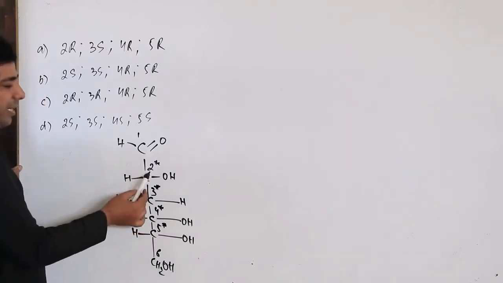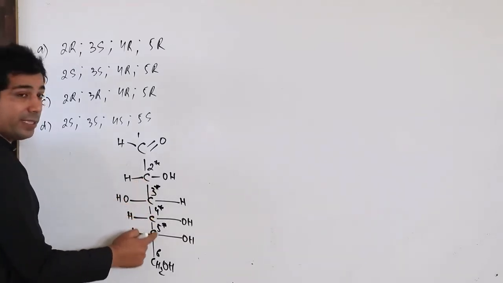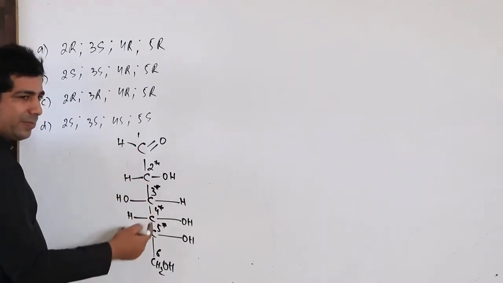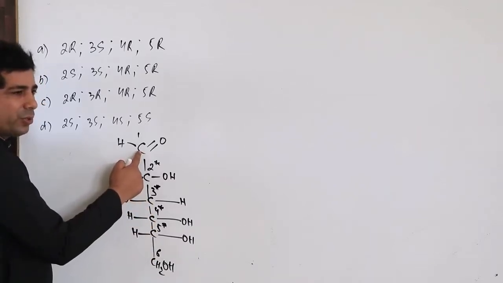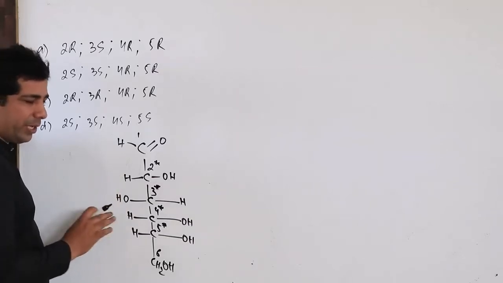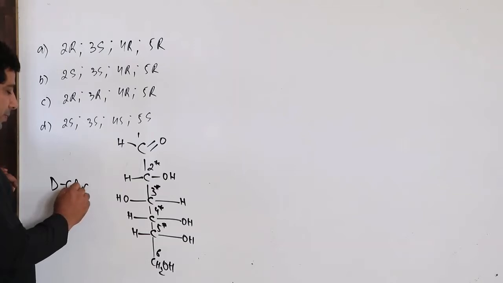So we have to find out the absolute configuration around these 4 chiral centers. You remember this nomenclature, it is basically the numbering which starts from the functional group here. So it is useful in the nomenclature of this particular compound. Okay, you remember this numbering. So this is our D-glucose.